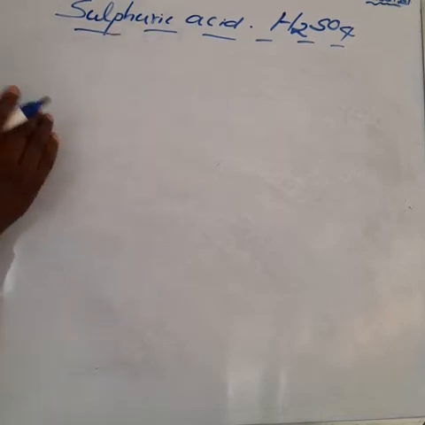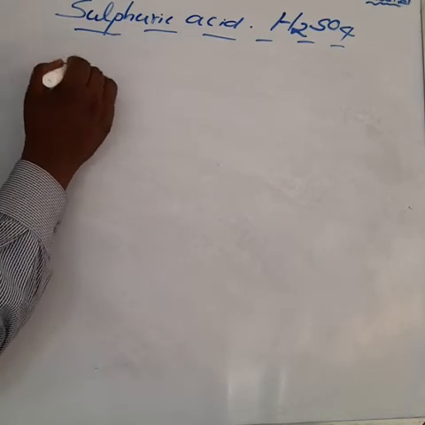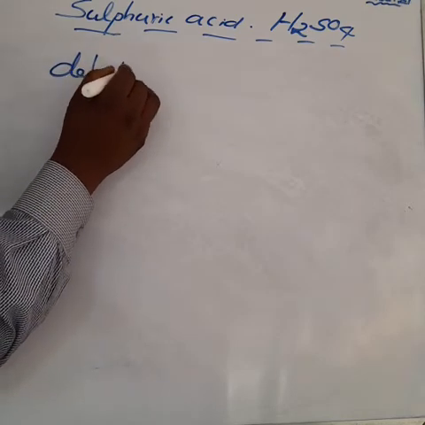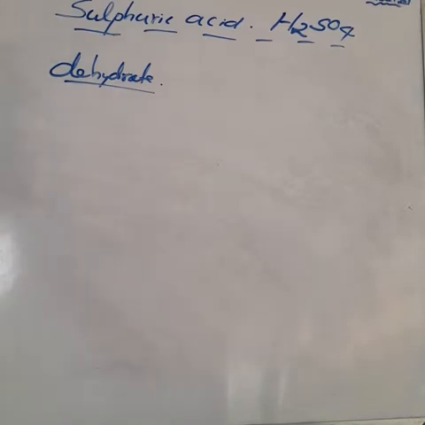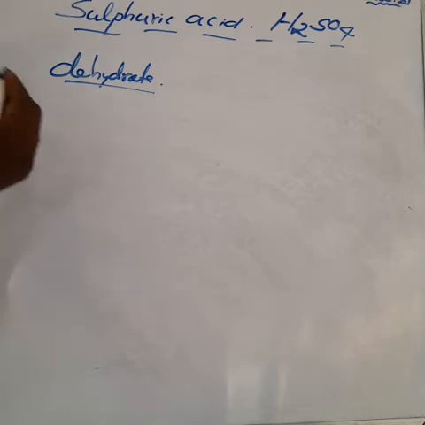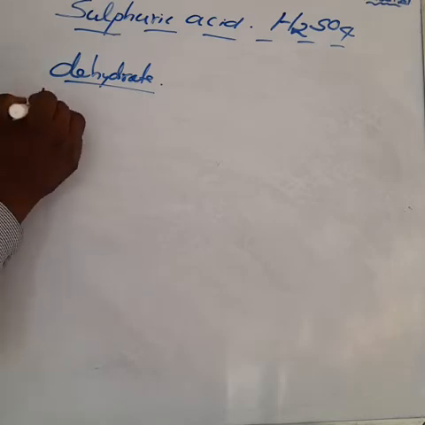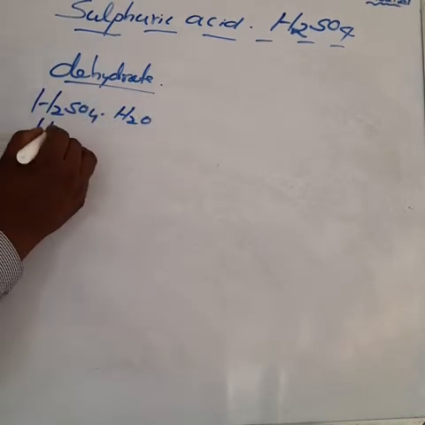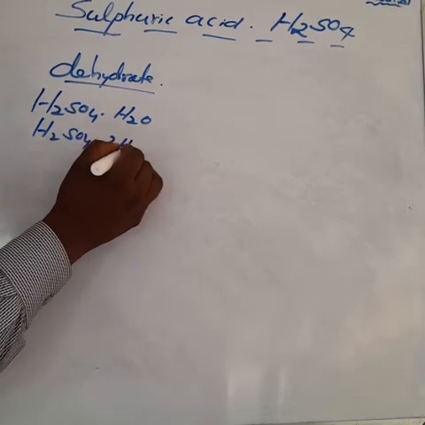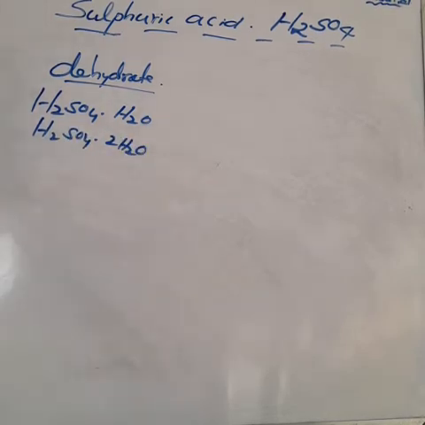Sulfuric acid is used as a dehydrating agent. What is a dehydrating agent? Dehydrate means removal of water molecules. Here, sulfuric acid when dissolved in water forms sulfuric acid monohydrate, sulfuric acid dihydrate. And also the reaction is exothermic. What is exothermic? Heat is liberated.